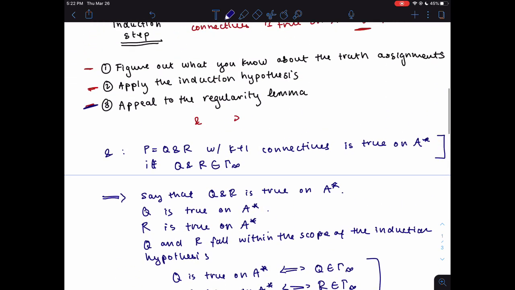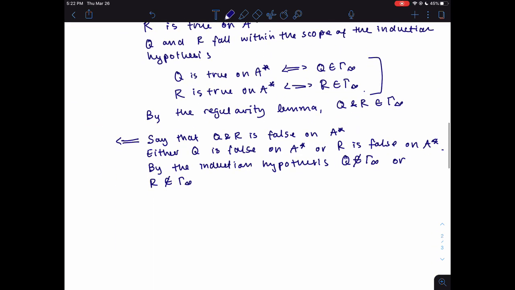So I'm going to scroll up here. We figured out what we knew about the truth assignments, then we applied the induction hypothesis, and now it's time to apply the regularity lemma. So by the regularity lemma, since either Q is not a member of gamma infinity or R is not a member of gamma infinity, it cannot be the case that Q and R is a member of gamma infinity. And you can look back to the regularity lemma to verify that, but this checks out by the regularity lemma.